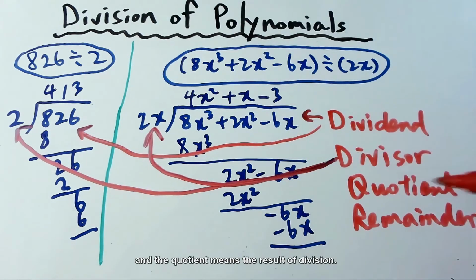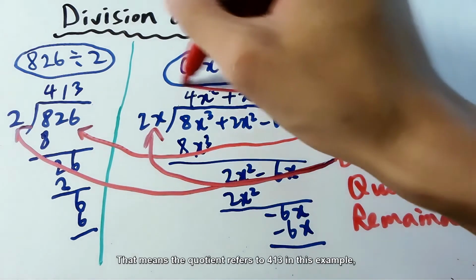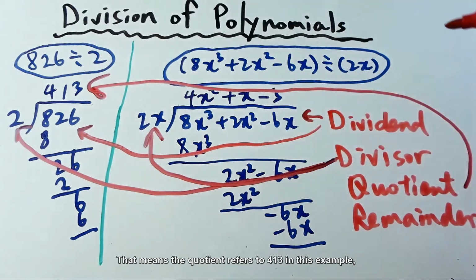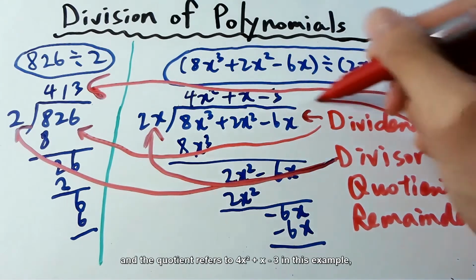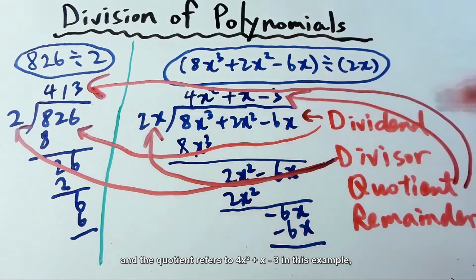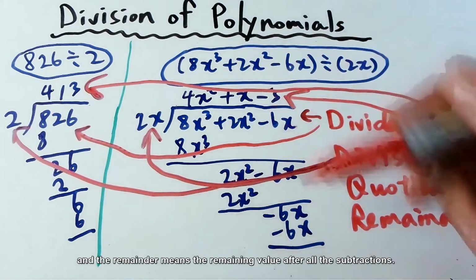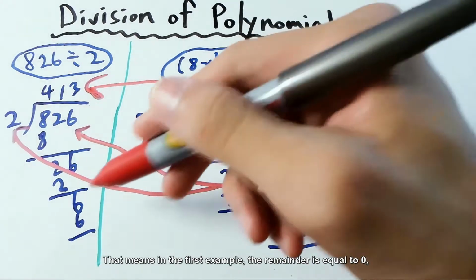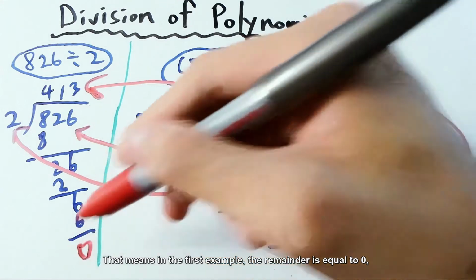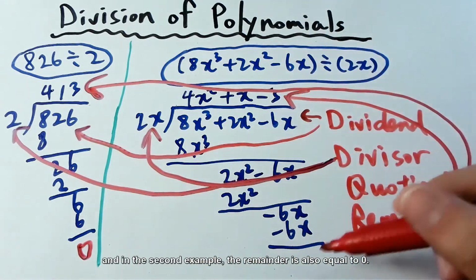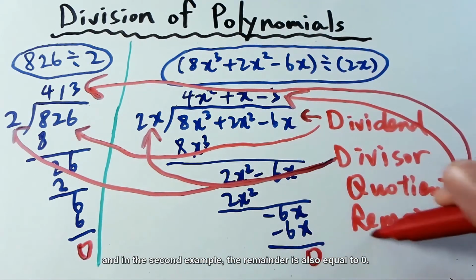And the quotient means the result of division. That means the quotient refers to 413 in this example, and the quotient refers to 4x squared plus x minus 3 in this example. And the remainder means the remaining value after all the subtractions. That means in the first example, the remainder is equal to 0. And in the second example, the remainder is also equal to 0.